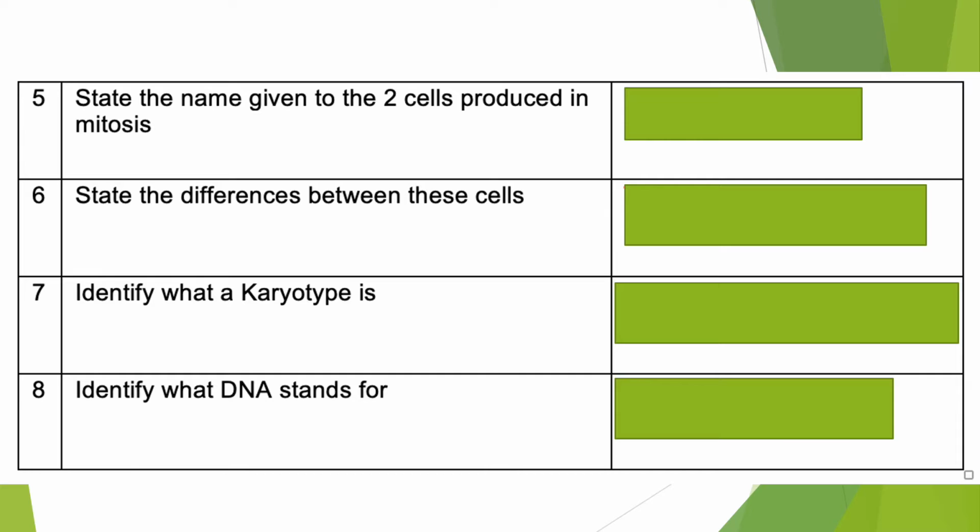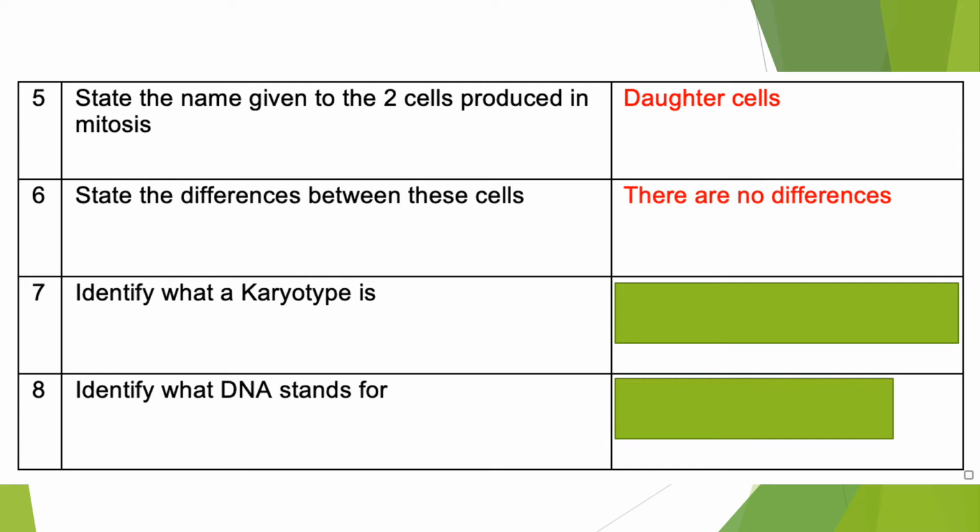Number 5, state the name given to the 2 cells produced in mitosis. So these ones we call the daughter cells. All right. And number 6, state the differences between these cells. So those 2 daughter cells, what are the differences? And in mitosis, there's actually no differences at all. So these we call identical daughter cells because they are exactly the same.